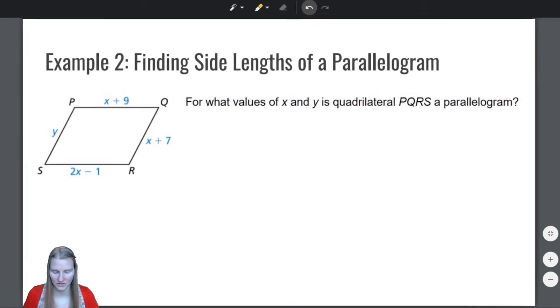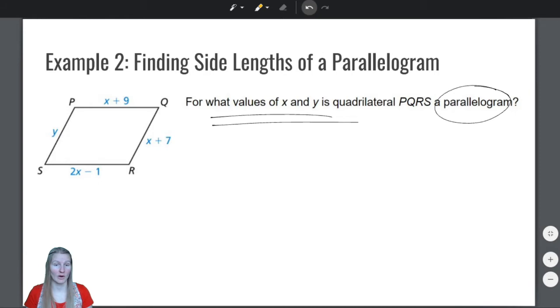Finding side lengths of a parallelogram. So notice that we don't have any red arrows telling us that we have a parallelogram. And the question says, for what values of x and y is this quadrilateral a parallelogram? If x was what, then I would have a parallelogram? And if y was what, then I would have a parallelogram?